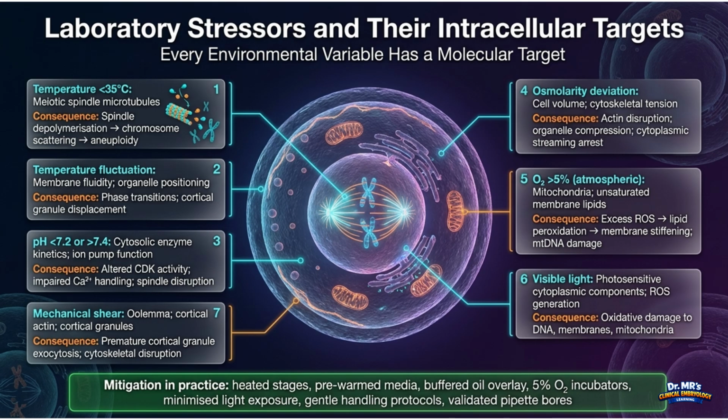Let's talk about osmolarity. Evaporation is a constant threat if oil overlays aren't perfect. If the media concentrates and osmolarity spikes to, say, 300 or 310 milliosmoles, water's going to leave the cell. The cell shrinks. Right, osmotic dehydration. But the damage isn't just about losing water. It's about what that physical shrinkage does to the internal scaffolding.